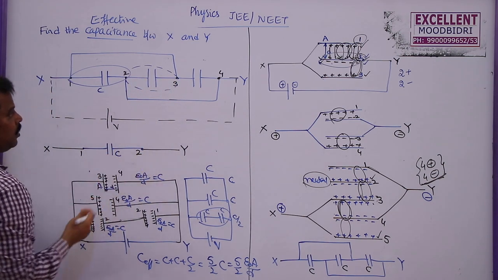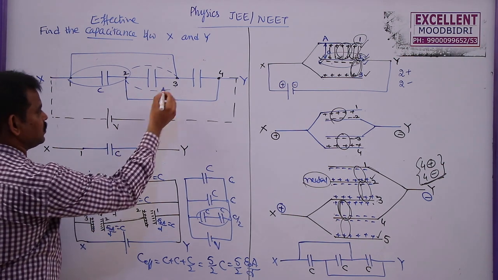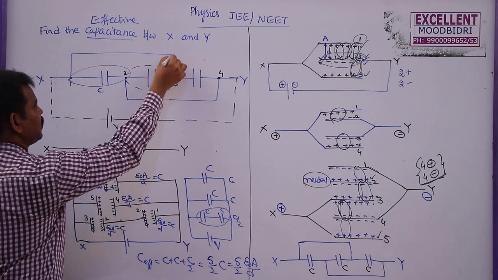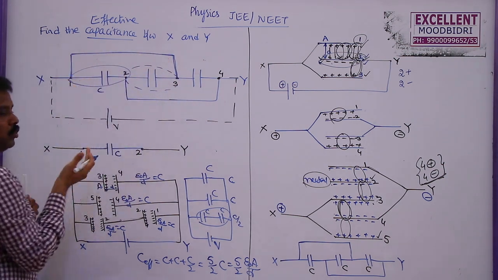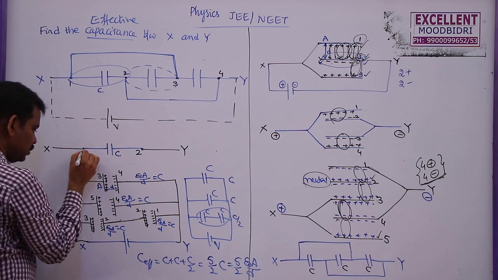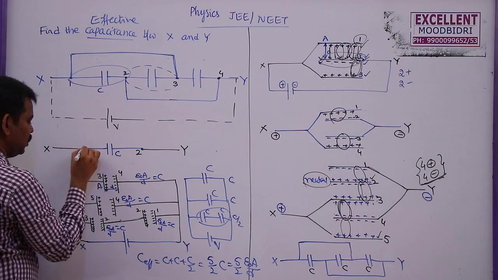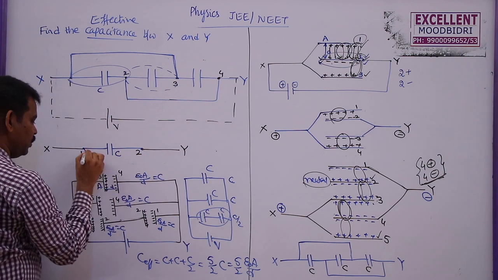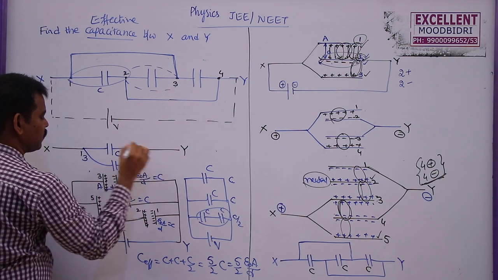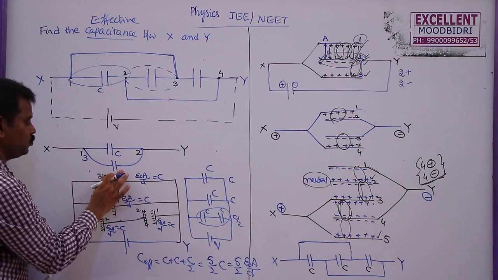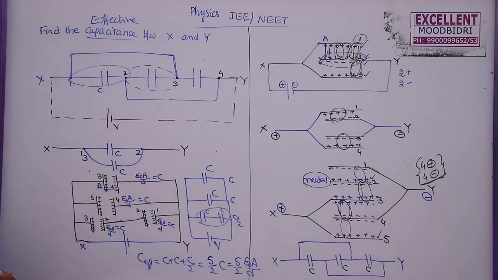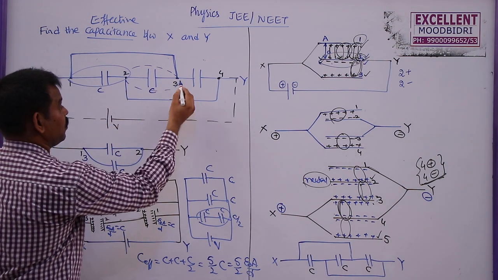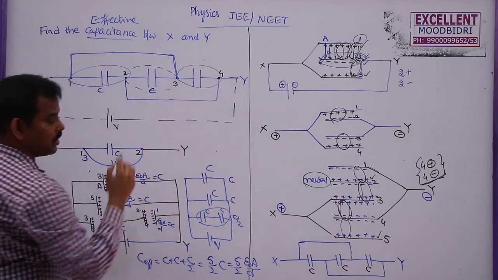This is 2, but where is 3? Remember students, 3 is directly connected to 1 here. That means both 1 and 3 are the same. So this is 1, this is also 3. So between 2 and 3 we have one more capacitor here. So this is capacitor 2 or second capacitor C. This is also C. Now, between 3 and 4 we have one more capacitor.